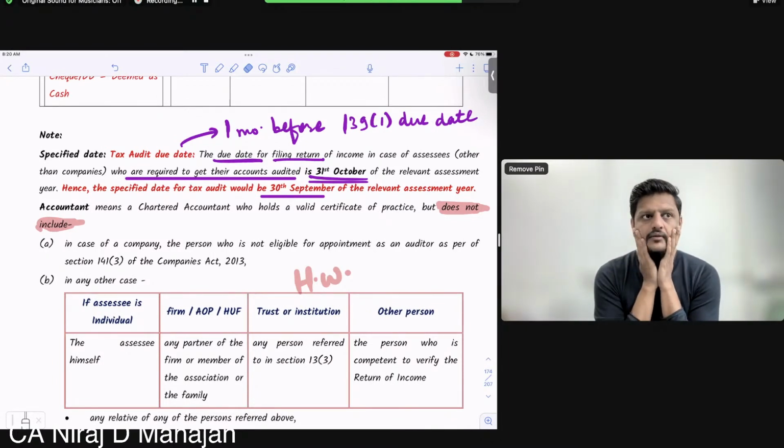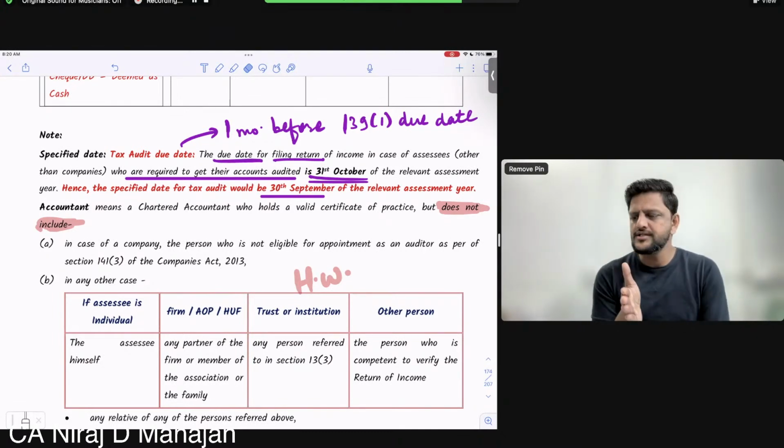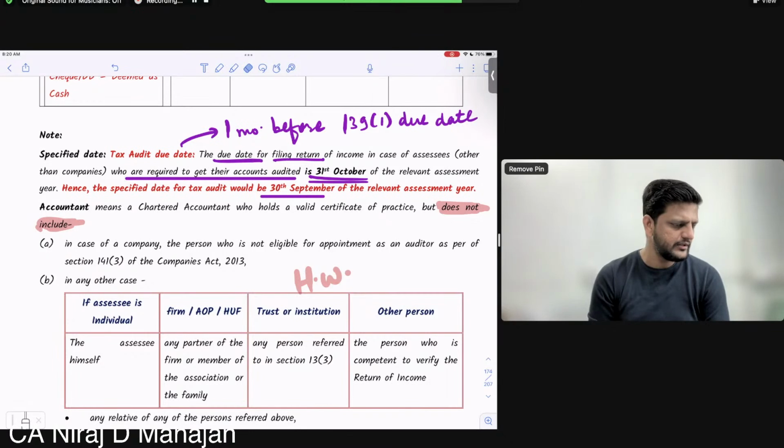You have to get the audit done. So you have to basically prepare the books of accounts. Once the audit is done, you submit the audit report by 30th September.